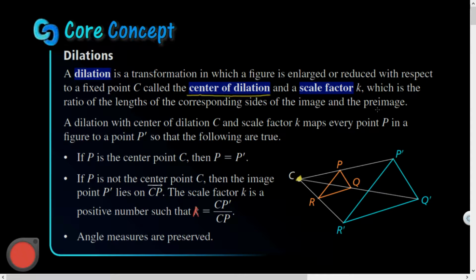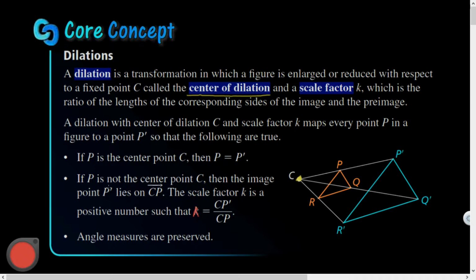So that's the ratio. A dilation with center of dilation C and scale factor K maps every point P in a figure to point P prime so that the following conditions are true. If P is the center point C, then P is equal to P prime. So basically, if I was dilating and my center was right there, my figure gets larger, but that particular point stays exactly the same. And you guys experimented with that in Geometry Sketchpad moments ago when I asked you to drag the origin onto one of your original triangular points.